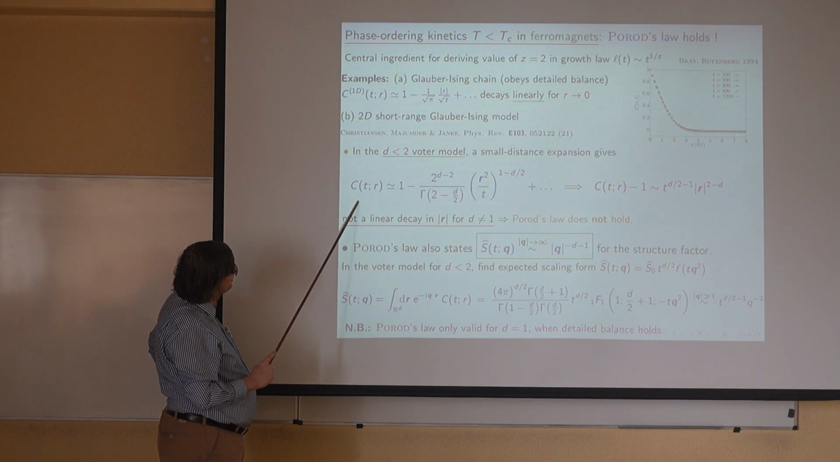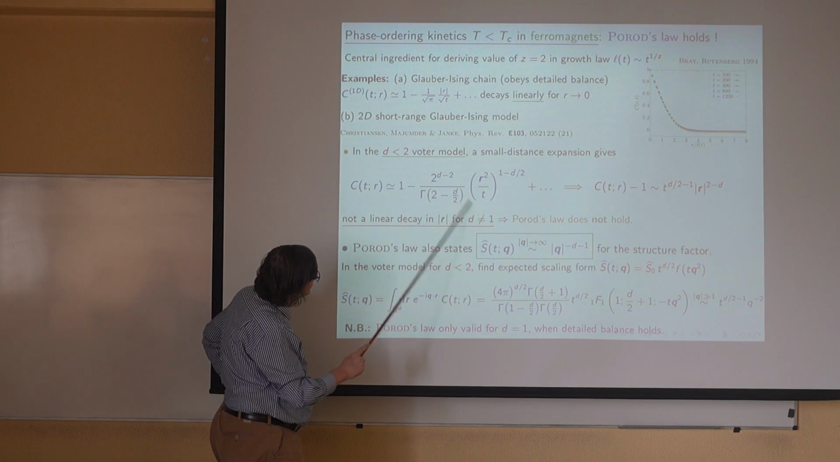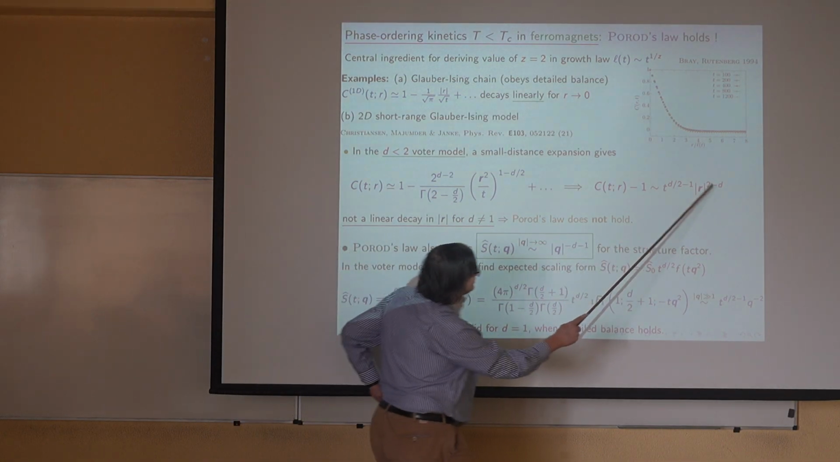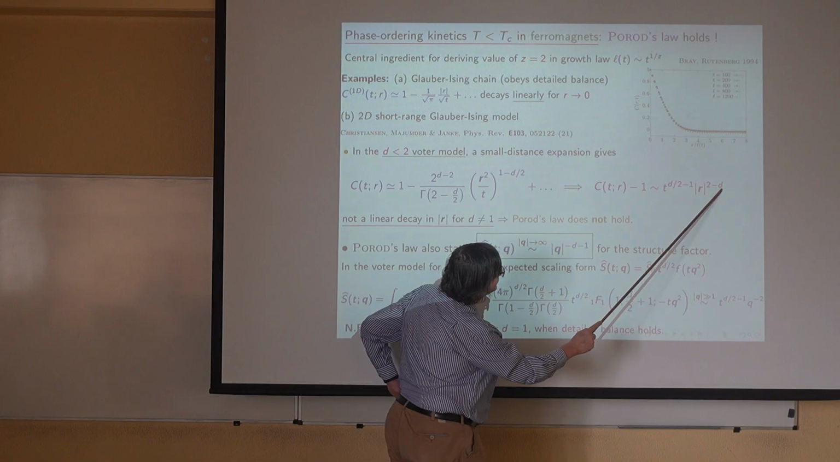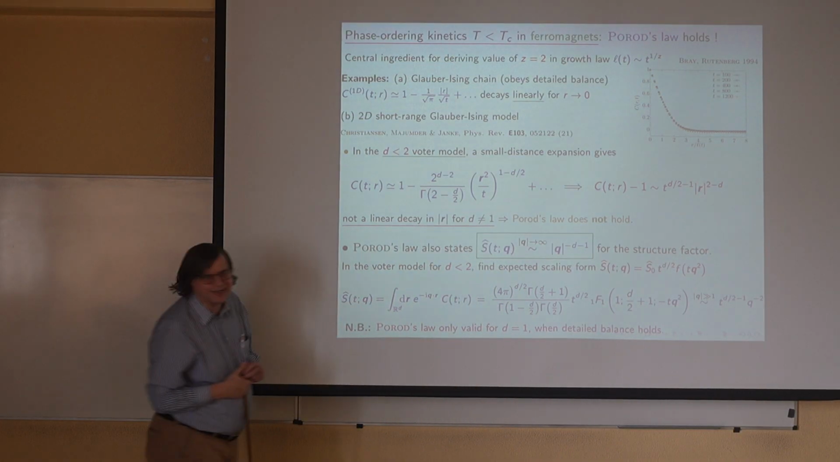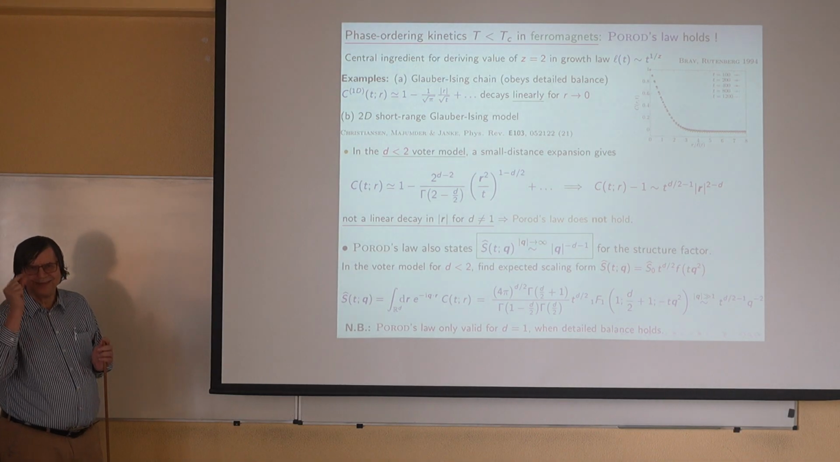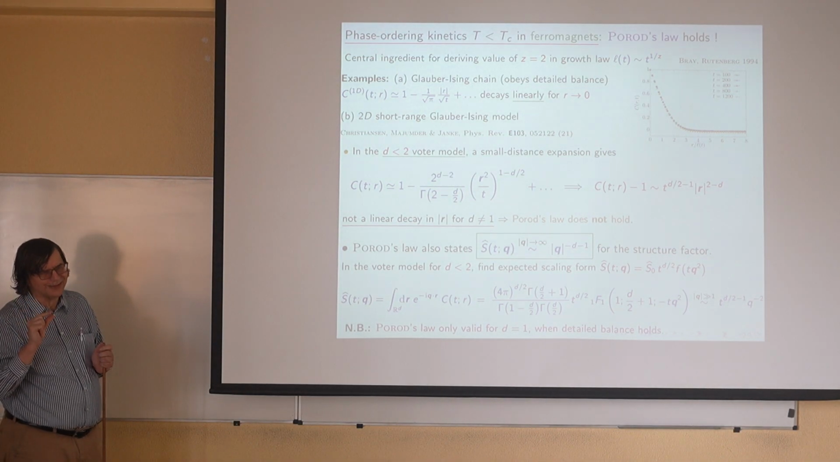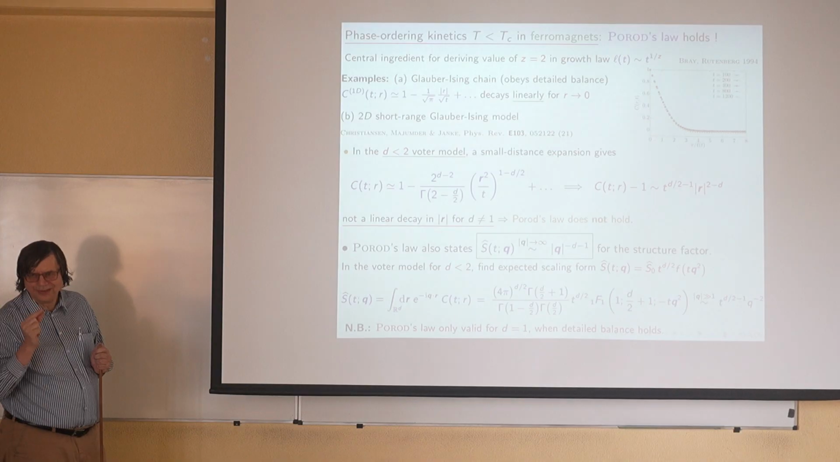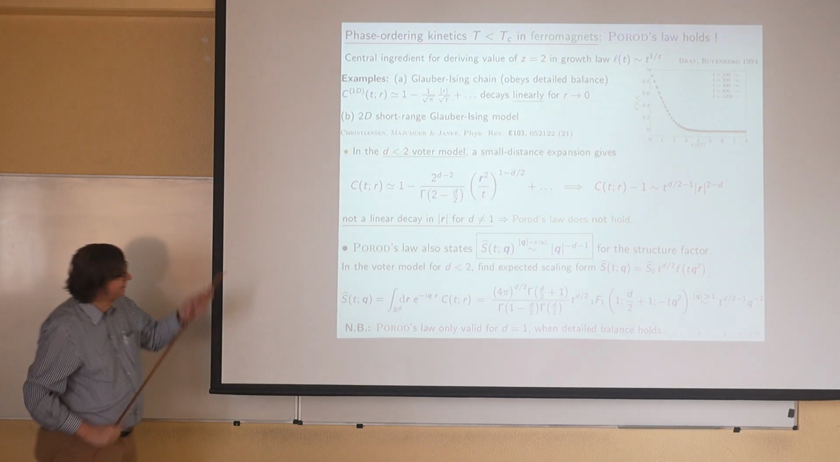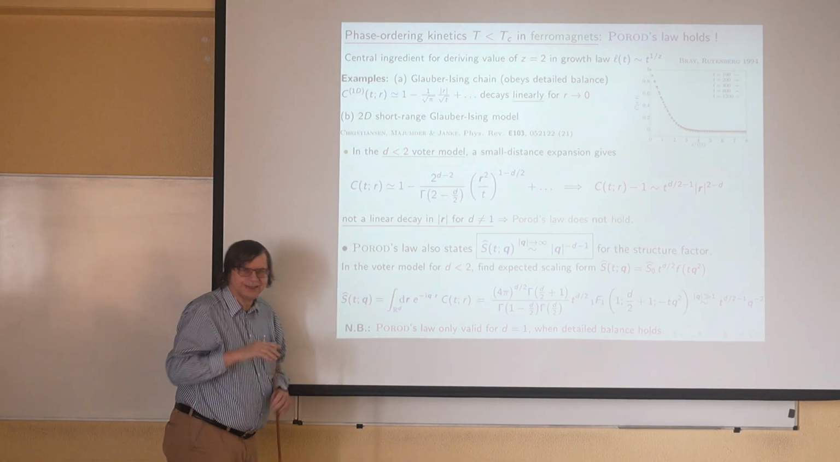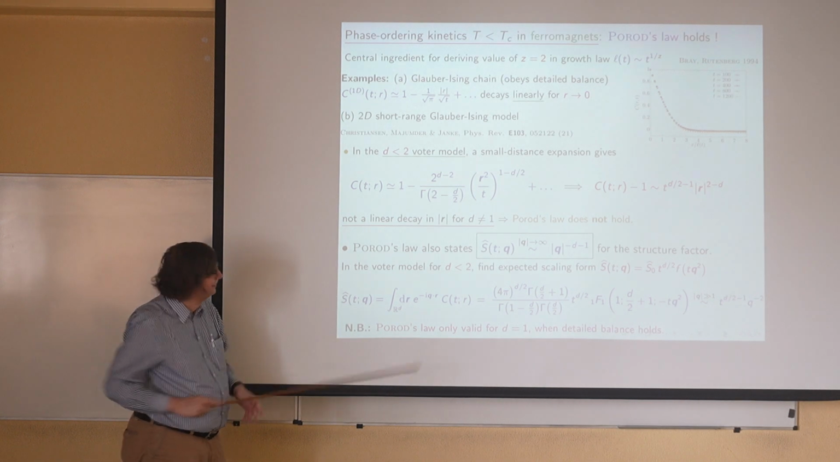What's happening in the voter model? If we make the same expansion, that is what we find. And this exponent 2 minus d is only 1 when d is equal to 1. That is exactly where we have detailed balance. And in those cases where we don't have detailed balance, it's not 1. So Porod's law does not hold in the voter model.